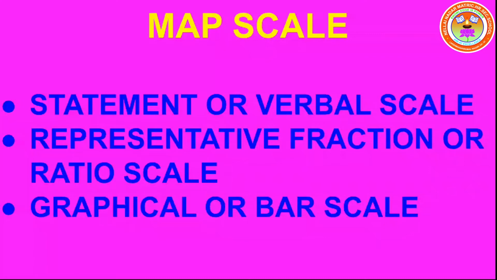Scale. The scale is a ratio between the actual distance on the ground and the distance shown on the map. Generally, the cartographers cannot draw maps the same size as the land, so they reduce the size of land or features proportionally. For this purpose, maps are drawn to scale. Each map has its own scale, which is indicated on the map.